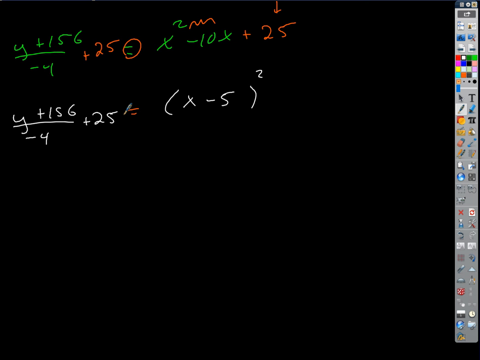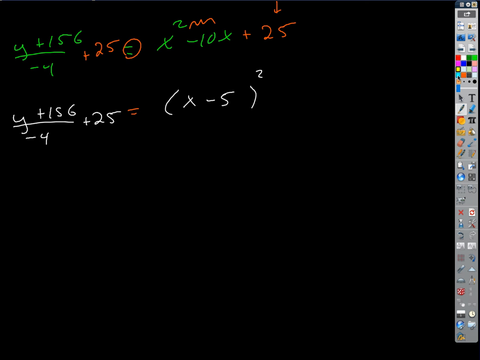Okay, so now all we got to do is get the y by itself, right? We did the part where we ended up getting the x minus h squared part. That was the hard part. Now we just have to get that y back by itself. So we're just going to undo each of the steps we did. So what's the last thing we did? Well, we added 25 to both sides. So what am I going to do next? Subtract 25 from both sides.